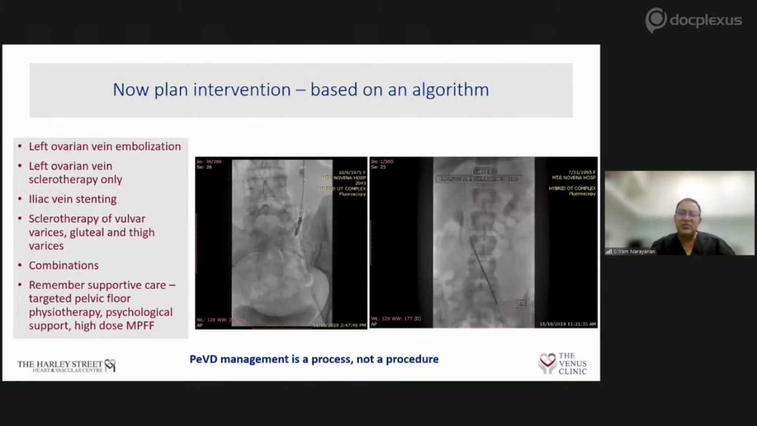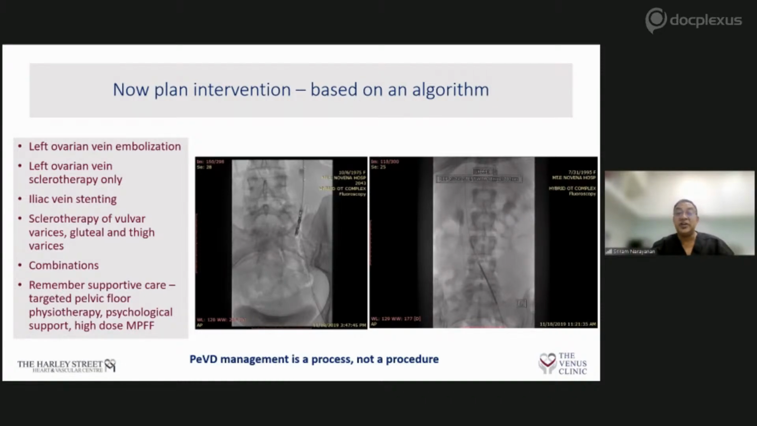So only now, based on an algorithm, should we plan an intervention. And on the left, I have listed a set of conditions of procedures that we would do. When do you do what, we will talk about later. The middle angiogram shows an ovarian vein coil being put into place. And on the right side, you can see an iliac vein stent being deployed. So there are various treatments depending on what the primary pathology is and where the venous reservoir is.